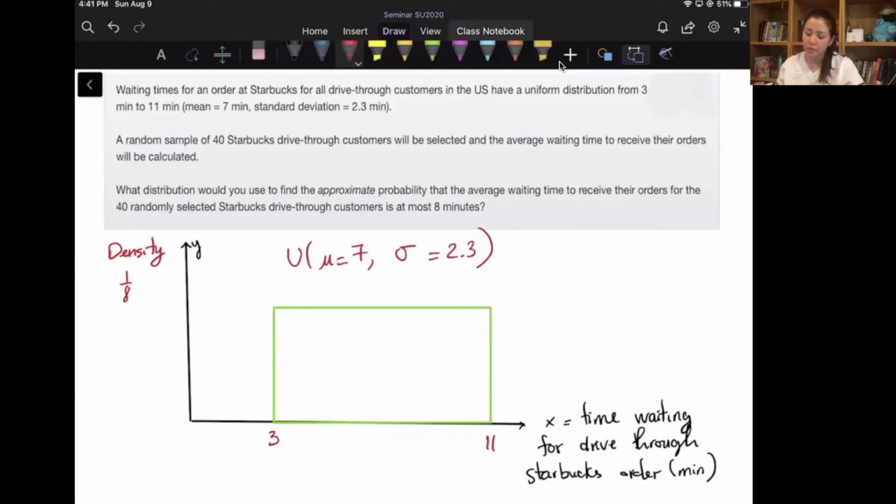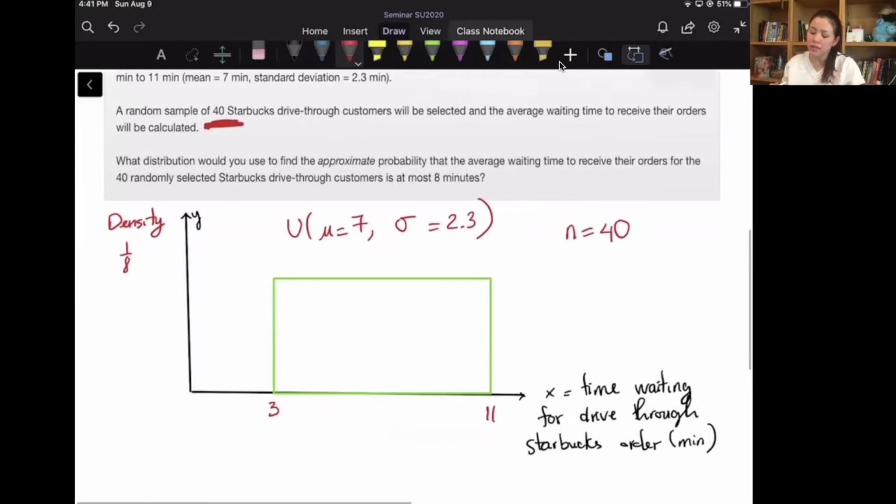A random sample of 40 Starbucks, so I have n equals 40, a random sample of 40 Starbucks drive-through customers will be selected and the average waiting time to receive their orders will be calculated. What distribution would you use to find the approximate probability that the average waiting time to receive their order for the 40 randomly selected Starbucks drive-through customers is at most 8 minutes?